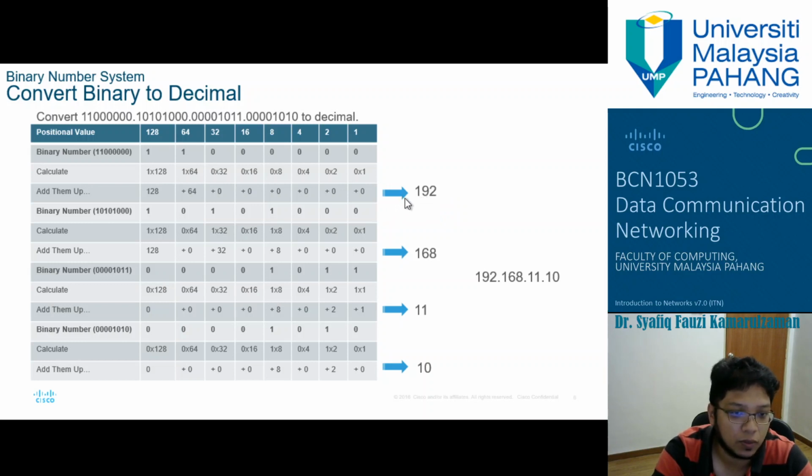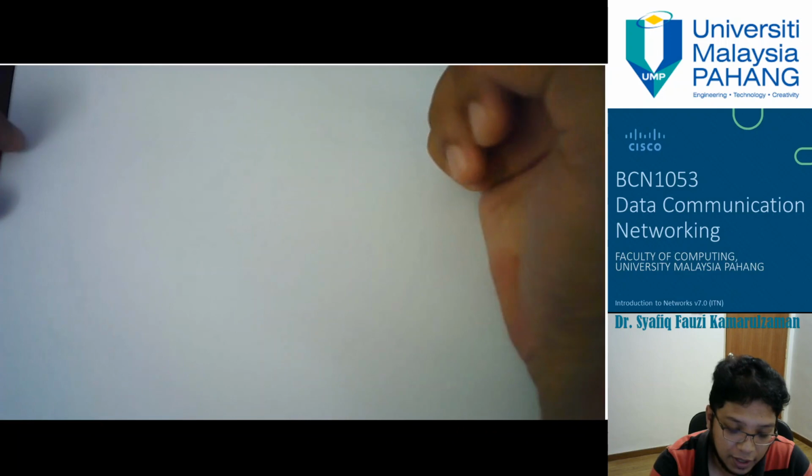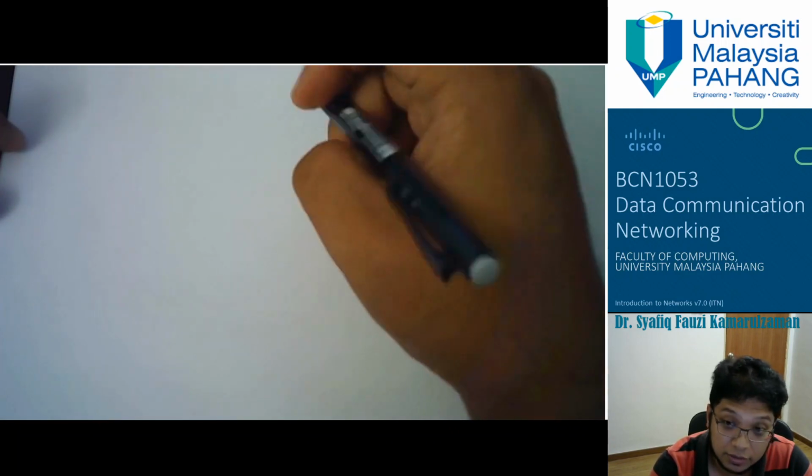Let me demonstrate how you do it when you want to calculate it by hand. I have a piece of paper with me. Hopefully you can see it clearly.